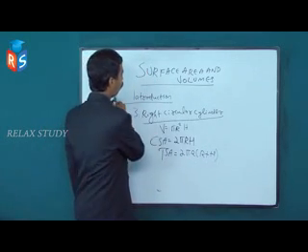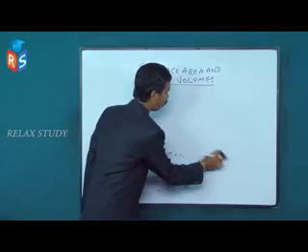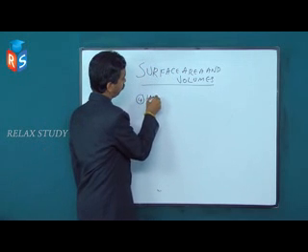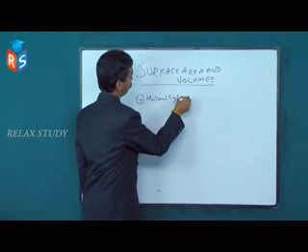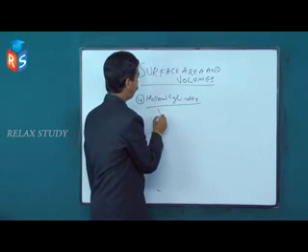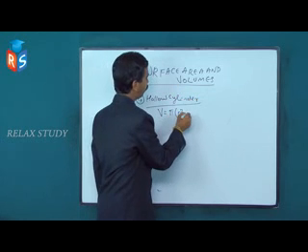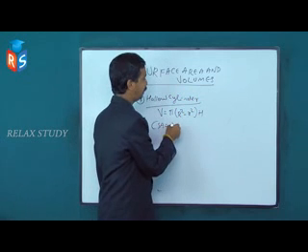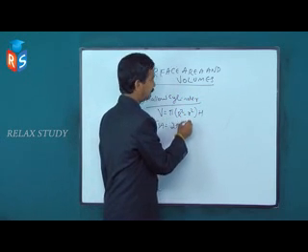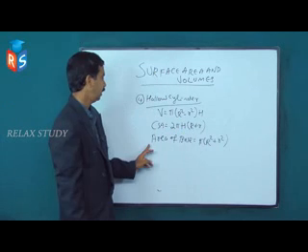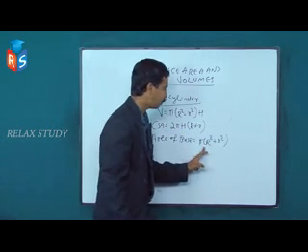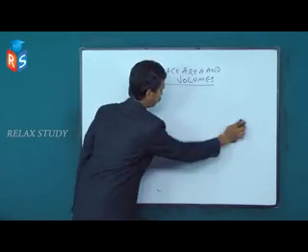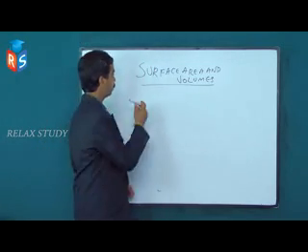Next one, hollow cylinder. Fourth one. Here volume equals pi into (R square minus r square) into h. And CSA, curved surface area, equals 2 pi h into (R plus r). Area of base is pi into (R square plus r square). Next one, right circular cone. Fifth one, right circular cone.